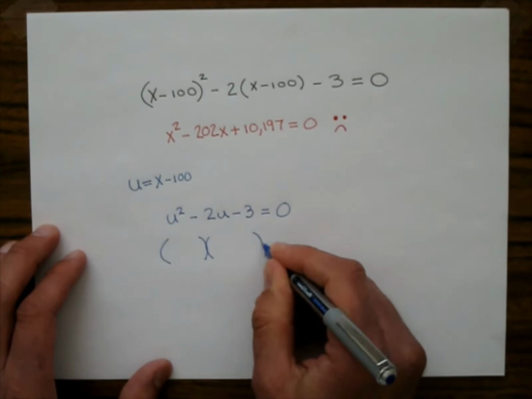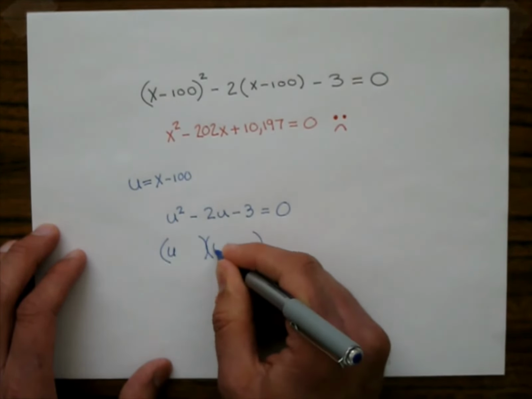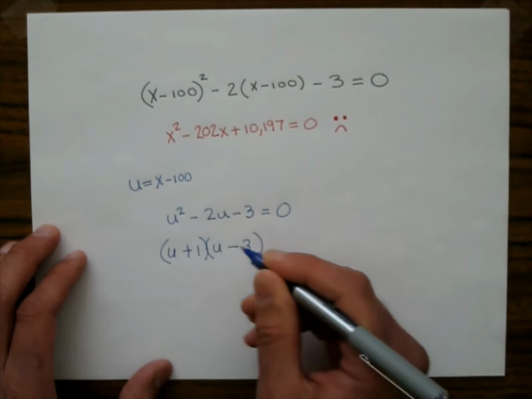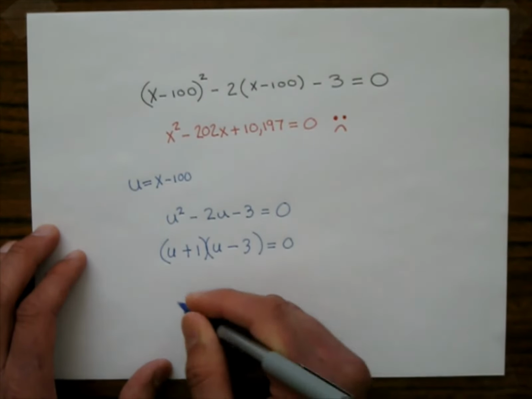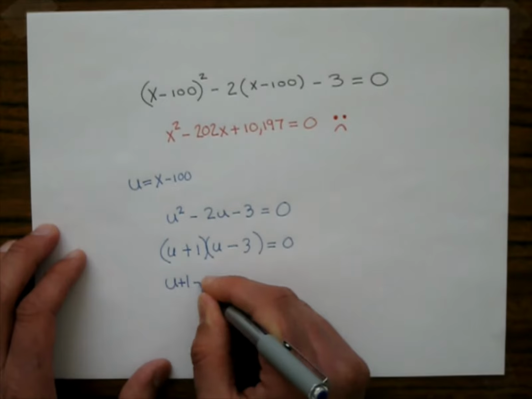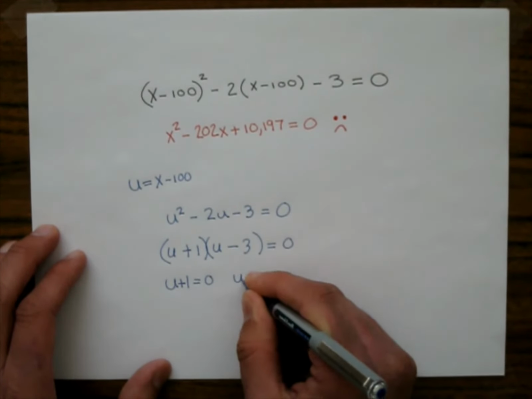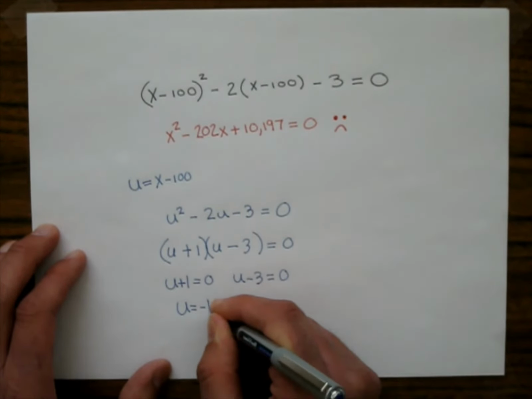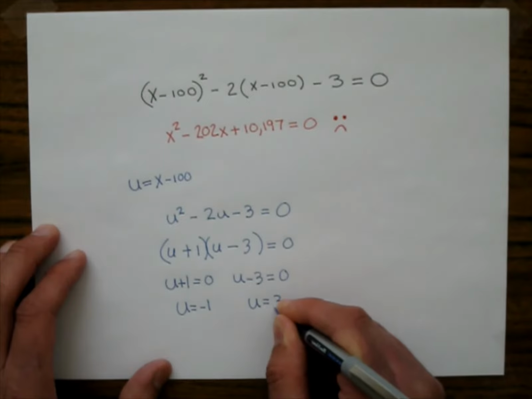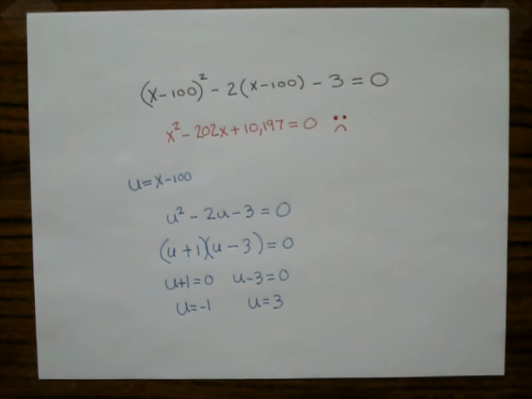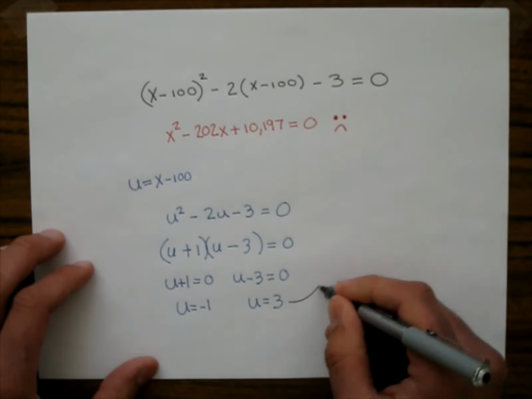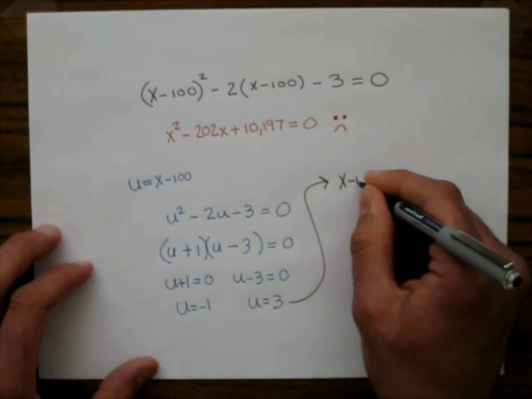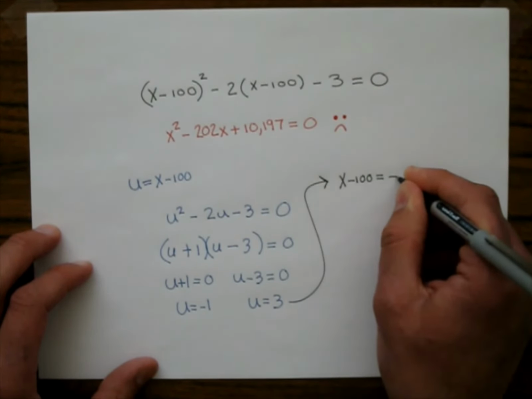Factors of 3 that subtract to give you a negative 2. I have u here, u there. 1, 3, minus on the 3, plus on the 1. And what I end up getting is u plus 1 equals 0, u minus 3 equals 0. U equals negative 1, u equals 3. I'm going to replace those u's with what they originally were. So we'll do that up here because I'm running out of space. This is x minus 100 equals negative 1.